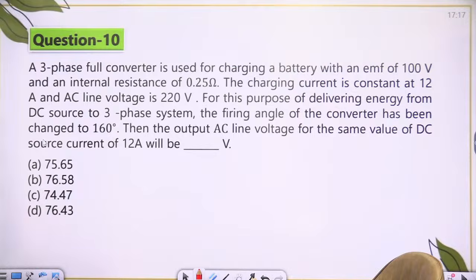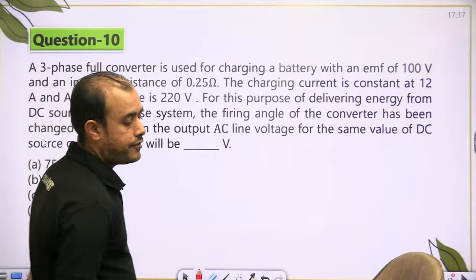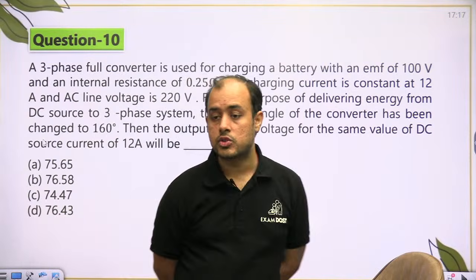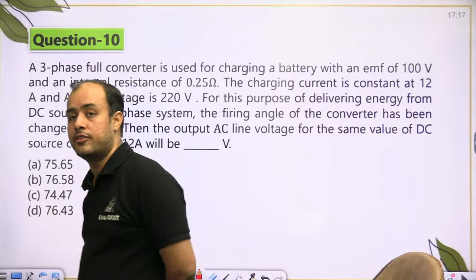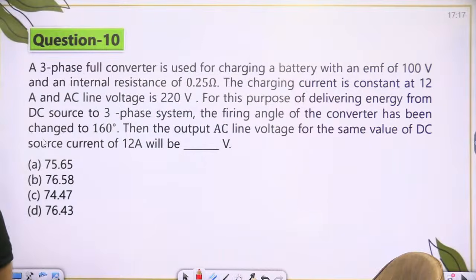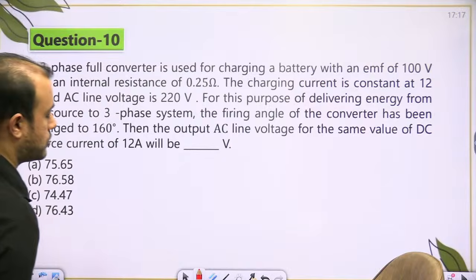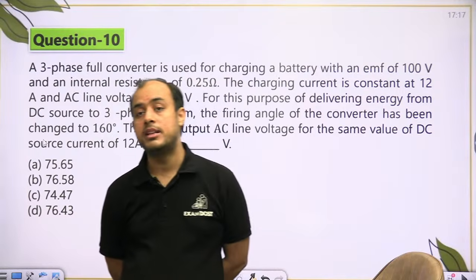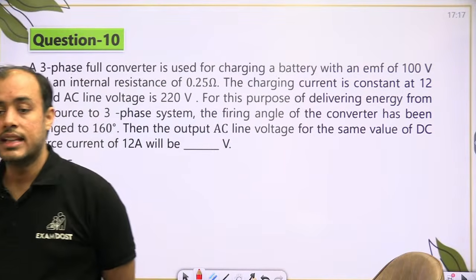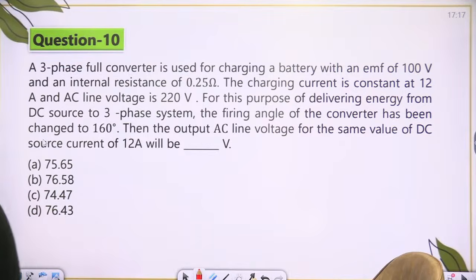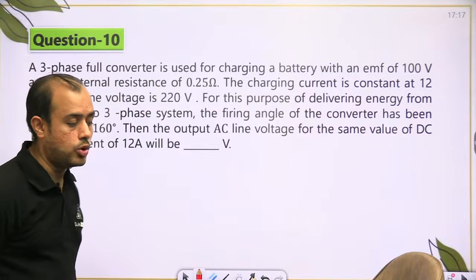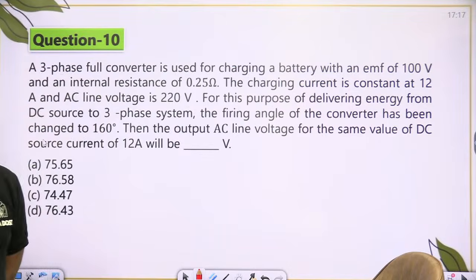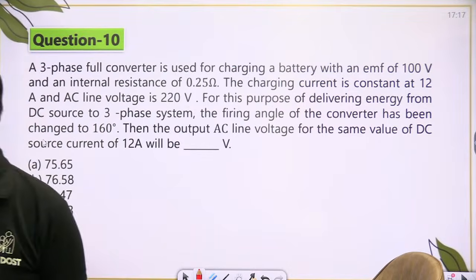Now try this. A three-phase full converter is being used to charge a battery of EMF 100 volt and resistance 0.25 ohm. Charging current is 12 ampere when AC line voltage is 220. Now you want to transfer the energy from DC source to three-phase. That means it should act as an inverter. Then alpha is 160. What is the AC line voltage for the same DC value of source current? That is 12 ampere.